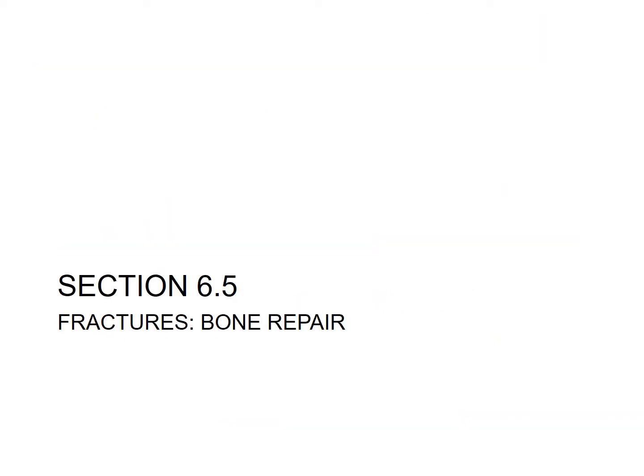In this upcoming section, we're going to be talking about fractures. We're going to talk about how we heal those fractures and also different types of pathology that could lead to a potential fracture in some cases.